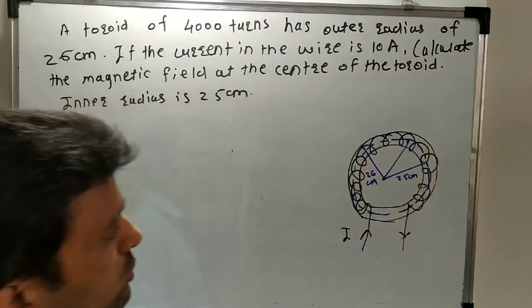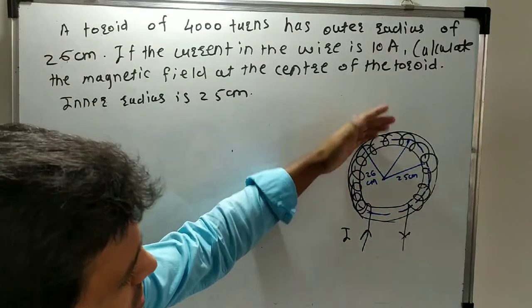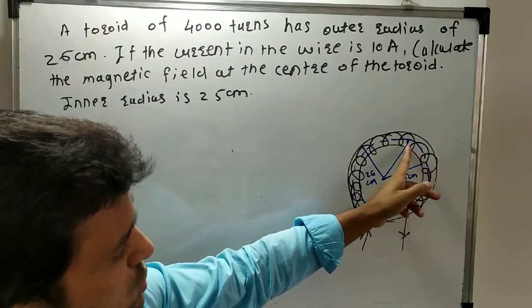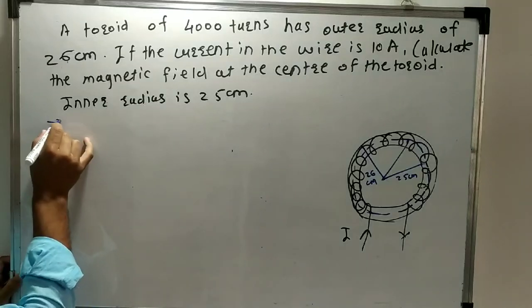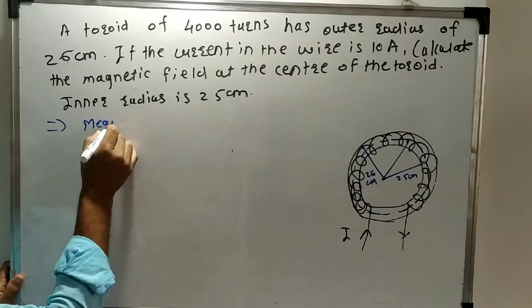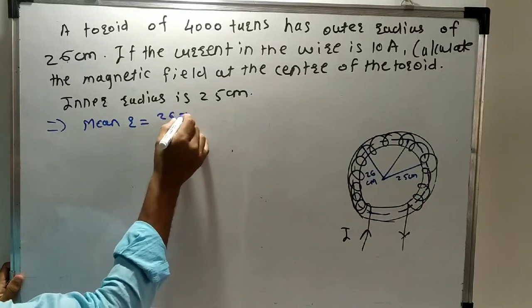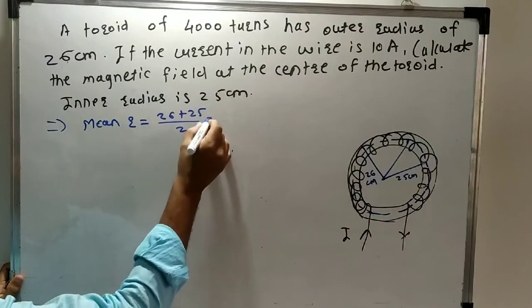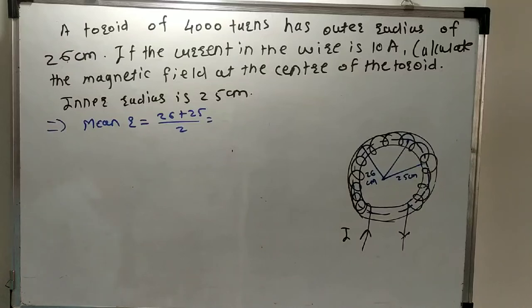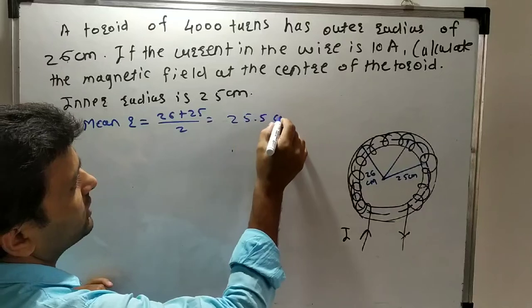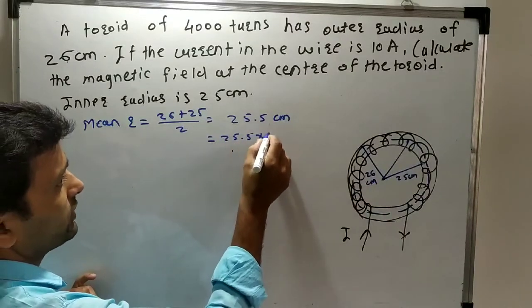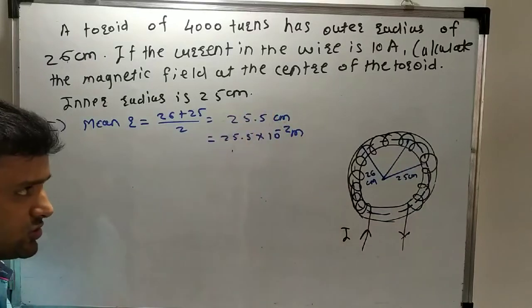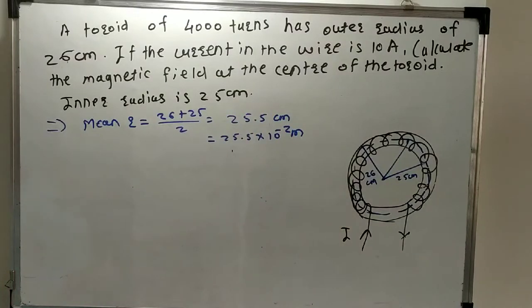So what is the actual radius? There are two values given, outer radius as well as inner radius. So we can find the mean value from these two. So what about the mean value of R? Mean R becomes 26 plus 25 divided by 2. So our answer will be 25.5 centimeters. If you convert this value into meters, then it is 25.5 into 10 raised to minus 2 meter. So this is the value of R.